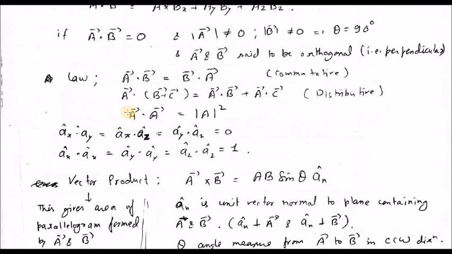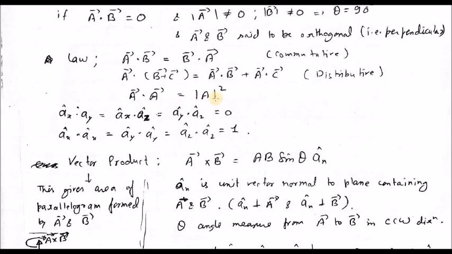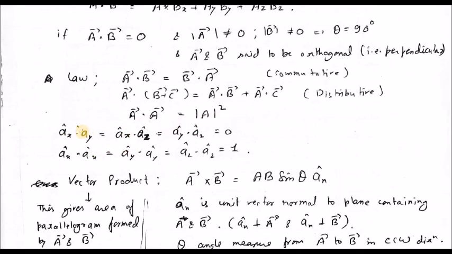The laws which are followed by this scalar product: A dot B is B dot A, that is commutative. A dot (B plus C) is A dot B plus A dot C, that is distributive. Also A dot A is A square, and AX dot AY will be equal to AX dot AZ will be equal to AY dot AZ equals 0 because X, Y are perpendicular to each other, X, Z are perpendicular to each other, and Y, Z are perpendicular to each other. So its dot product will be 0.